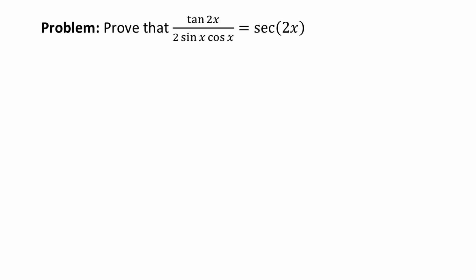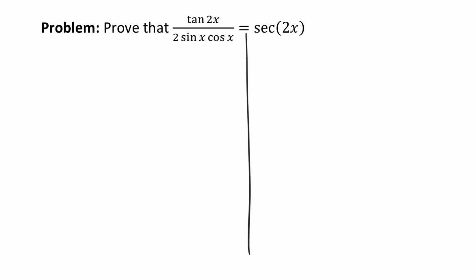Hello. In this video, we're going to continue solving trig identities. And in this case, we're going to look at ones that have this 2x, or the double angle, but with some more advanced techniques. So here we have tan of 2x over 2 sine x cos x equals secant 2x. We can go ahead and draw a line down the middle, and I'd encourage you to pause the video and give it a try, see what you come up with.